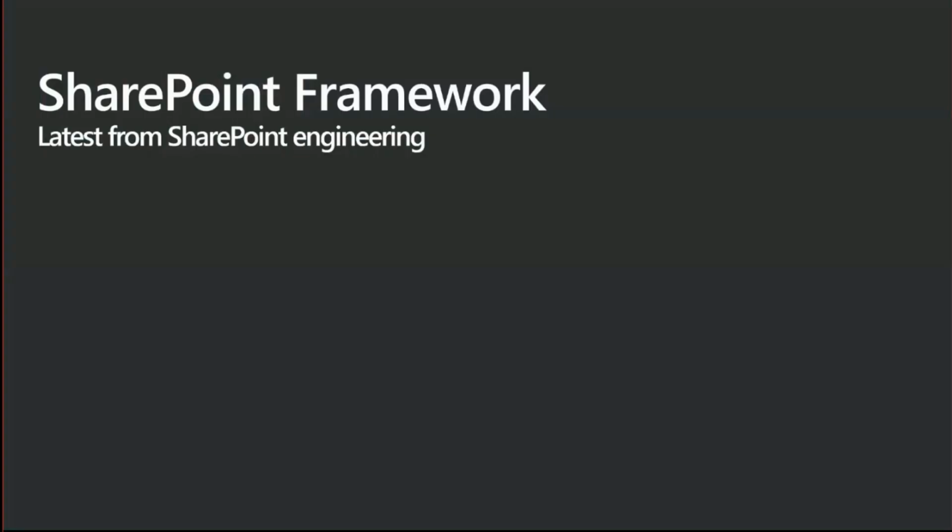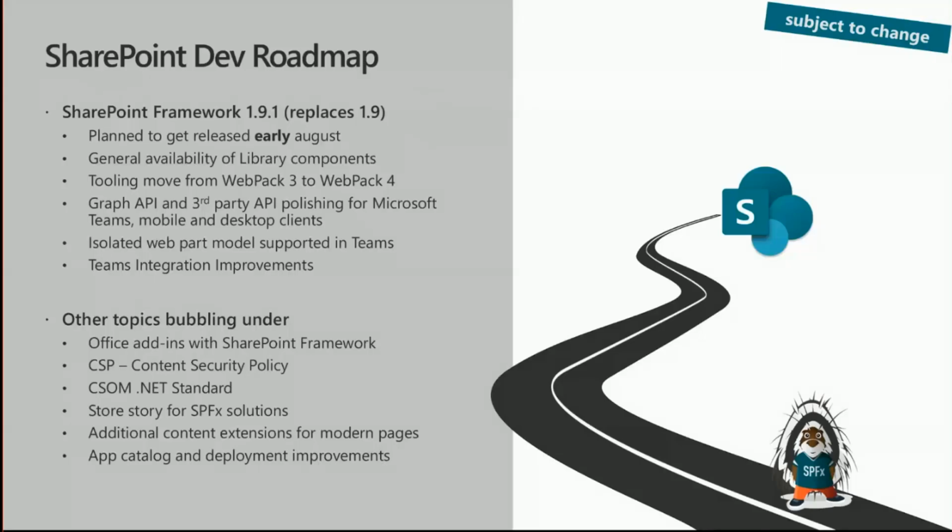Now let's talk a bit about updates. What has happened? What is happening? First of all, about SharePoint framework. You might have noticed that we have pulled the 1.9 release, and actually due to some issues, especially around Workbench, we decided to remove the release for now. The 1.9.1 release, though, will get out really soon. And really soon is early August, so most likely next week.